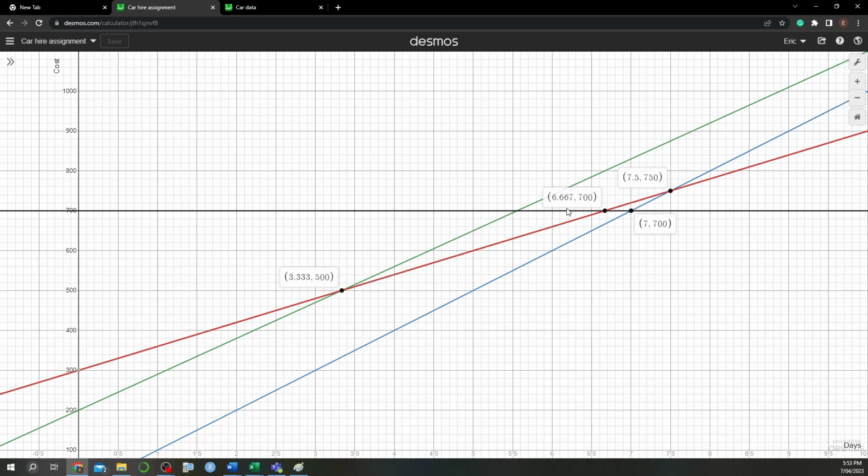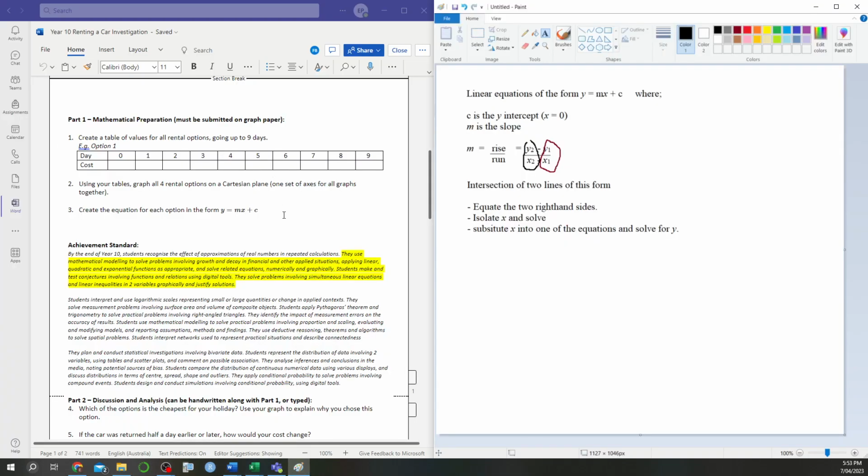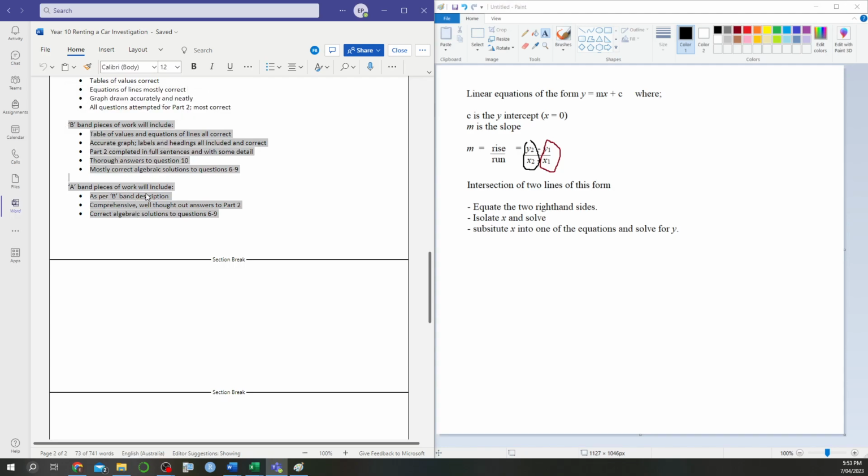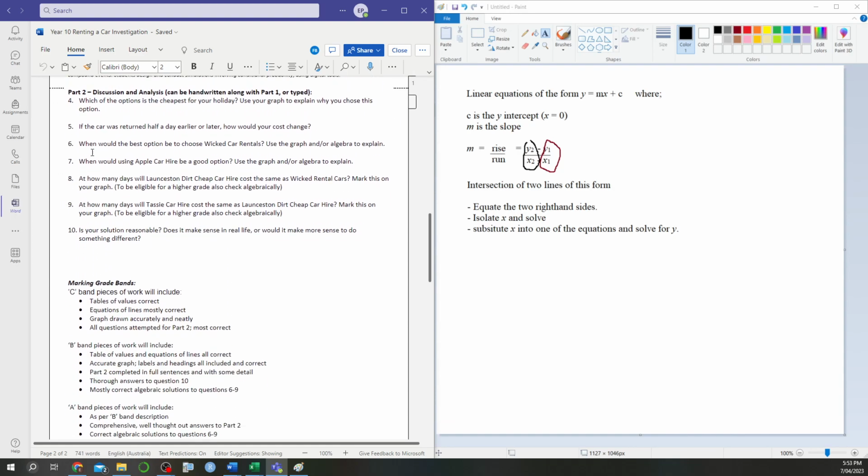But how do you do that in algebraic form? If you look at the assignment, when I bring the assignment back up, we have Teams, and there's my notebook. If you want something more detailed for B and A grade, you need to have algebraic solutions to questions 6 to 9. So these questions here: when's the best option? Show that that's true algebraically. Use the graph or algebra to explain. I suggest you use both. The graph will justify your answer.